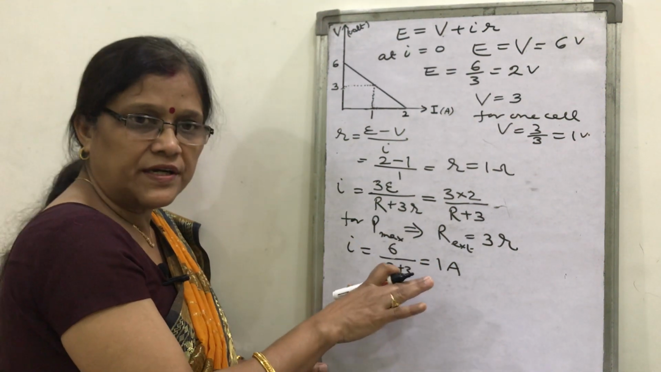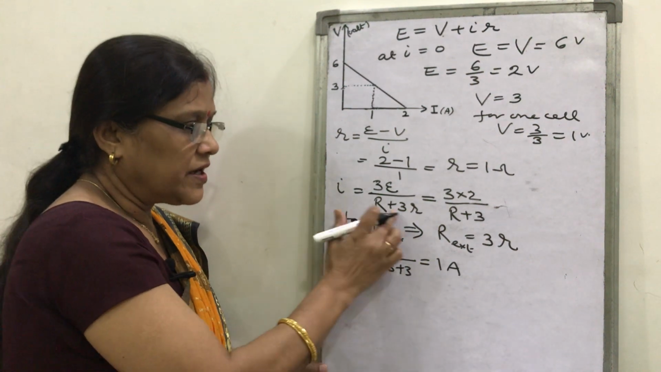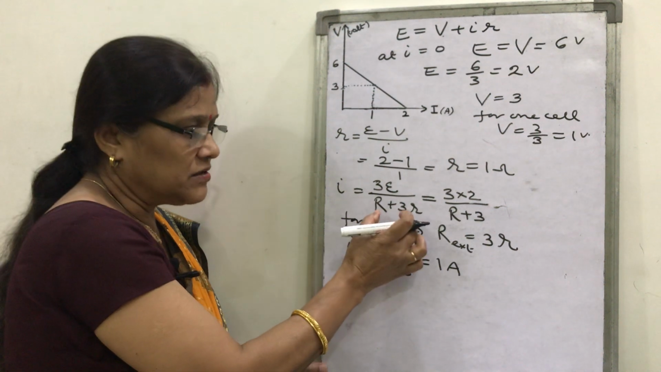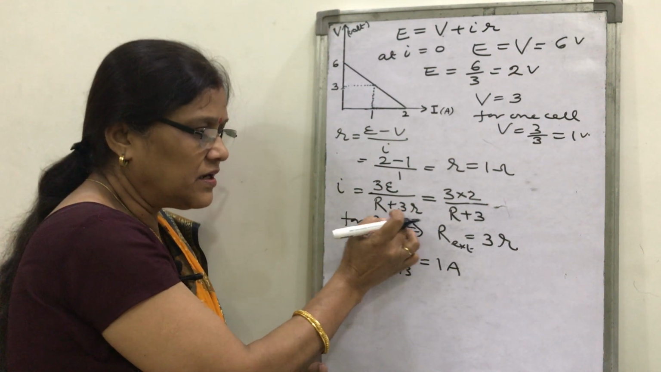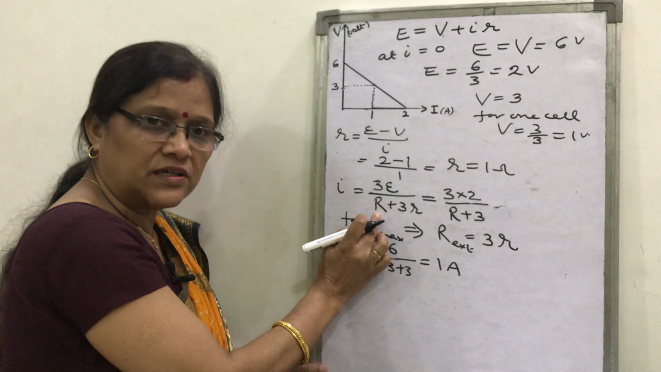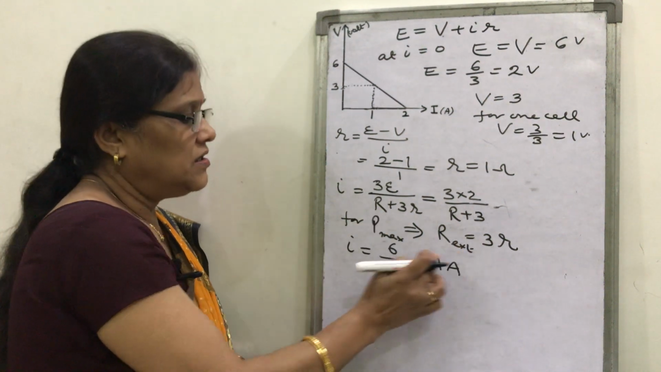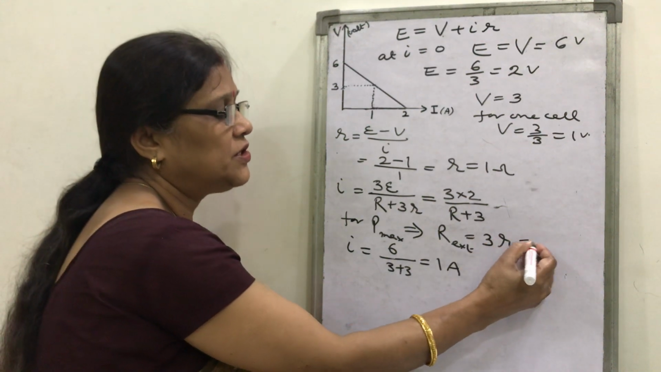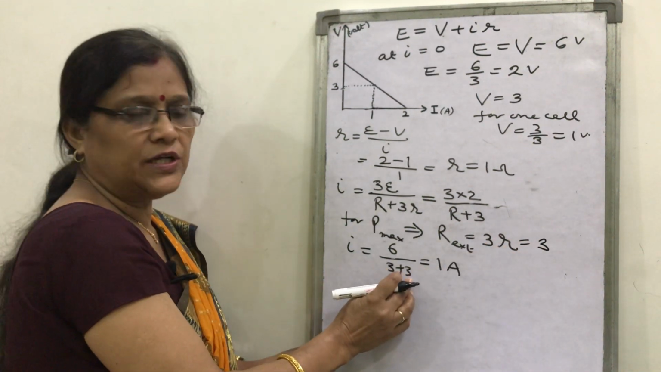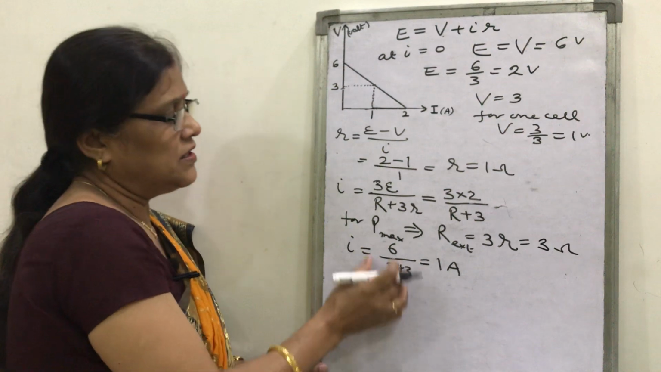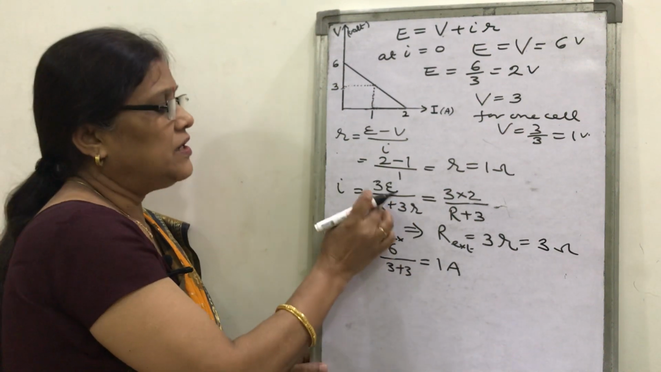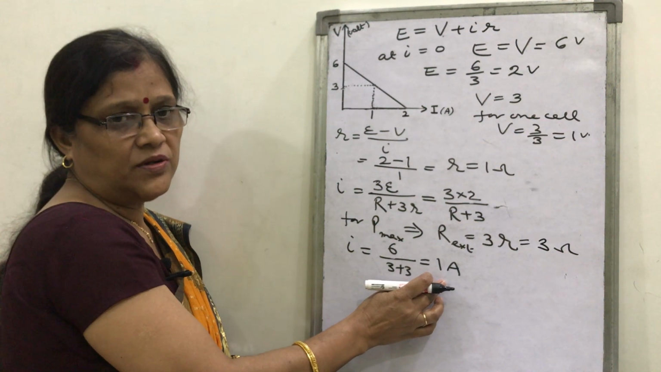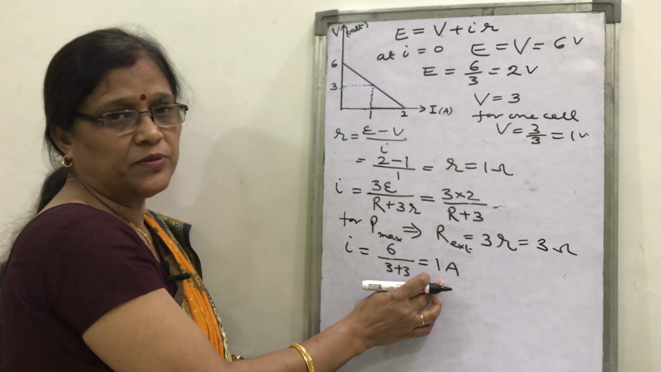How have I solved it? By putting in the current from the cells, writing the expression and substituting that net internal resistance will be equal to net external resistance. We got the expression for I. This R external is also 3 ohm, therefore 3 plus 3, that is net resistance is 6, net EMF is 6, so current is 1 ampere. I hope you have understood this problem.